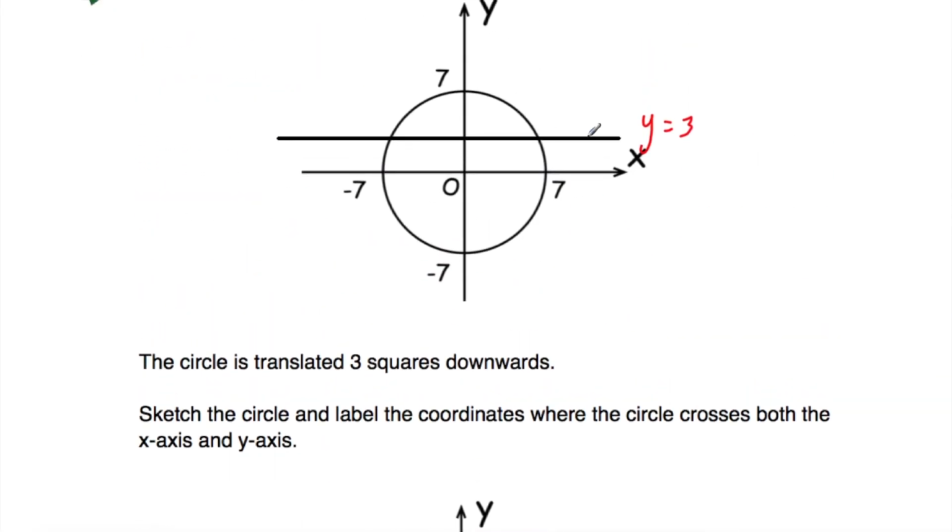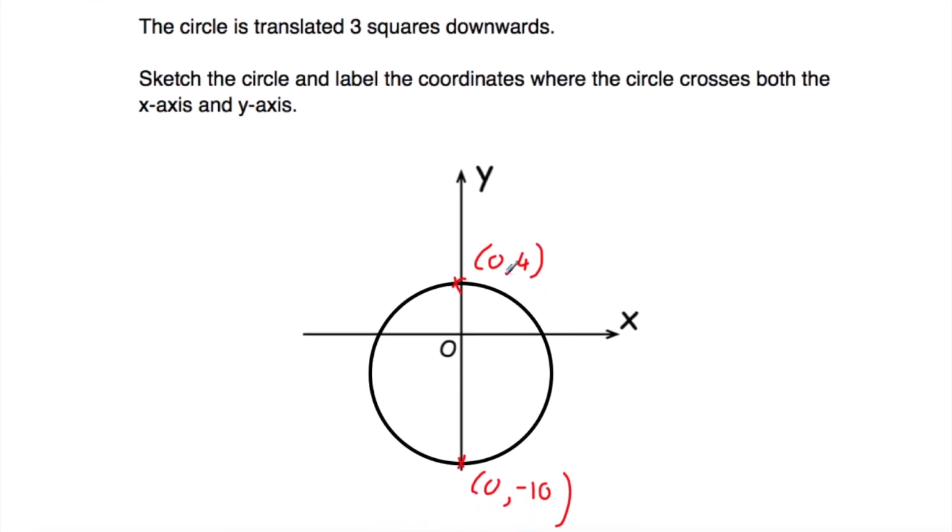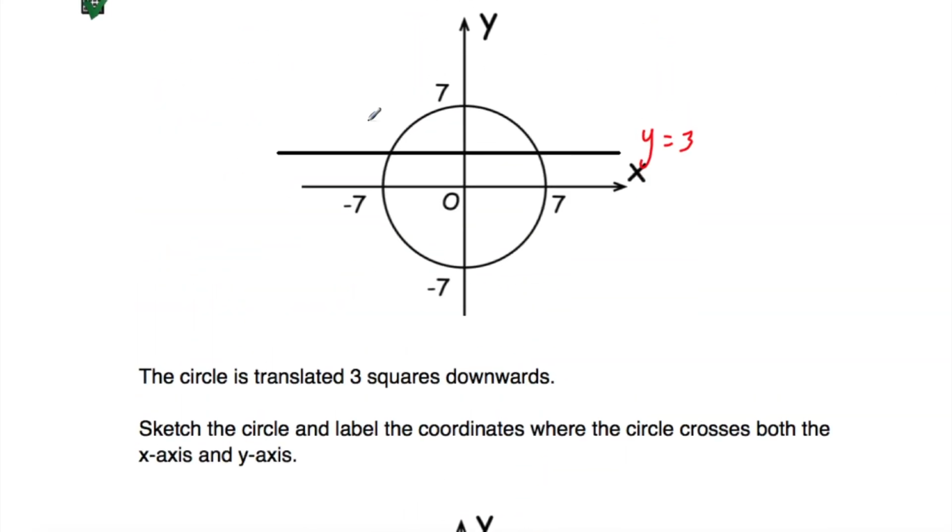Now if we translated the graph of y equals 3 down 3 squares, it would then be on top of the x-axis. So this point and this point here would have the same x coordinates as this point and this point, because if we translate this 3 squares down, then that would go on top of the x-axis. So what we're going to do is find where this straight line and this circle intersect. So we're going to find the coordinates of this point and this point.